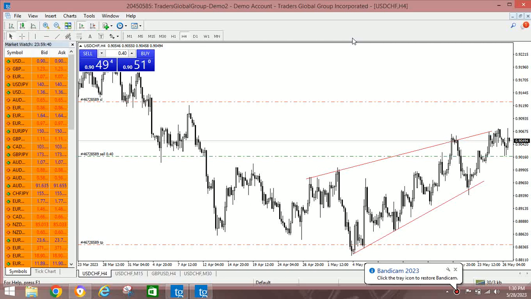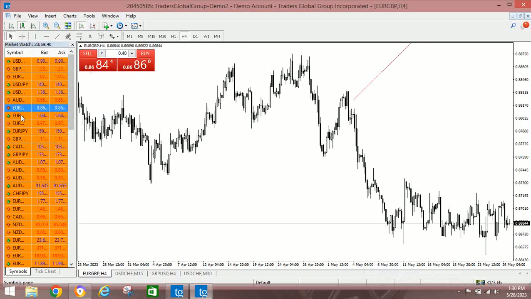So let's just look at the most popular pair right now. Let's start with the Euro USD. I think it's been quite some time since I actually looked at the Euro USD. So this is the Euro Pound, Euro Swiss. Okay, there it is, man.